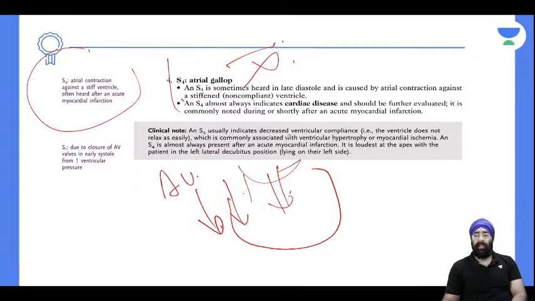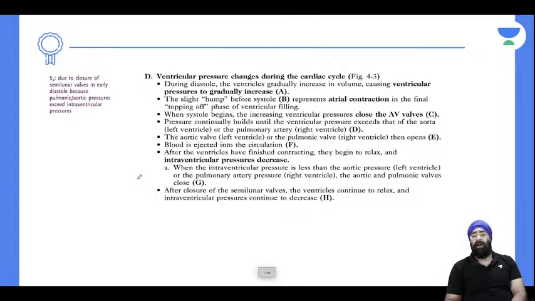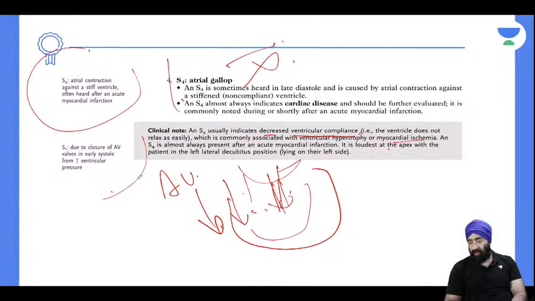Clinical note, usually S4 indicates ventricular compliance. That means if S4 is increased, ventricular compliance is reduced, the ventricle expansion does not happen. The ventricle does not relax as easily as it should, and ventricular hypertrophy and myocardial ischemia can also happen. So these are the 4 heart sounds which you need to understand.